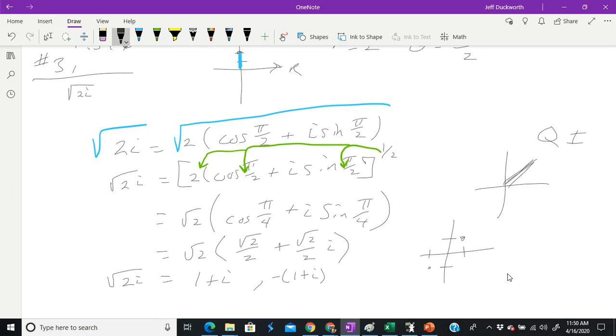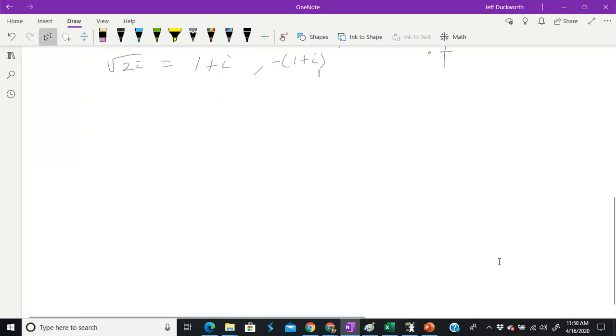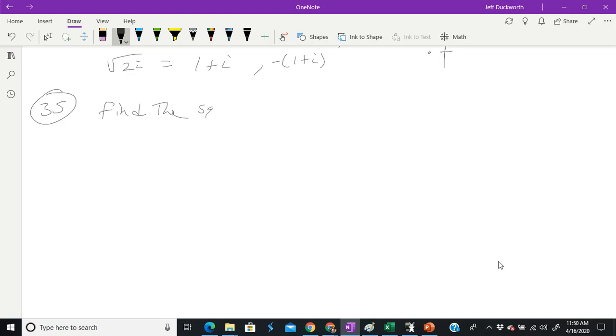All right, so let's do one more. Let me scroll down again, and let's see, what do we want? Let's do number 35. Same page. Again, looking for a square root. The number given, so find the square root of 2i.